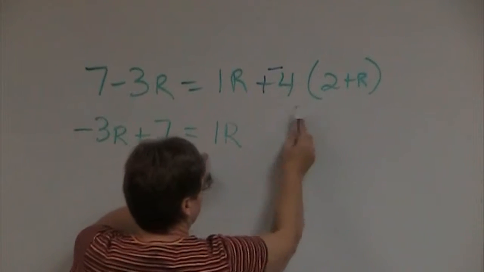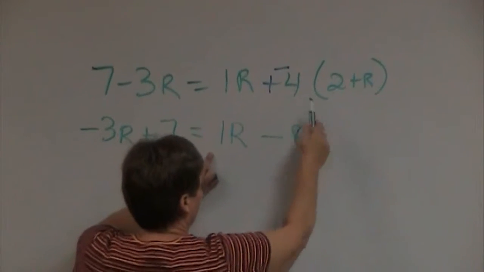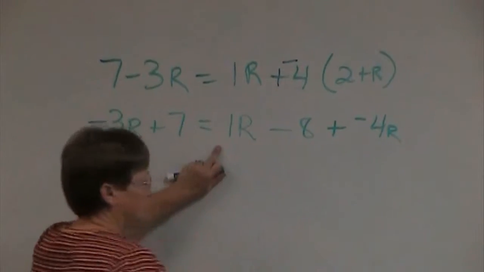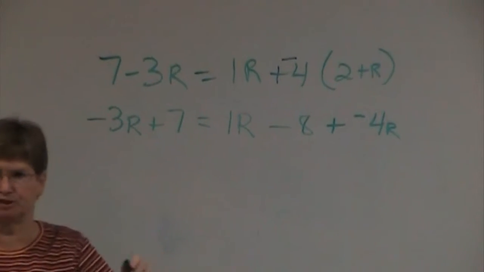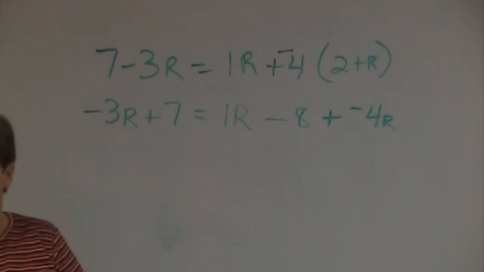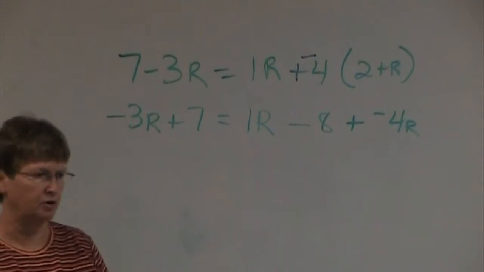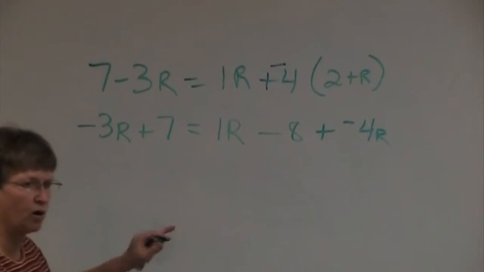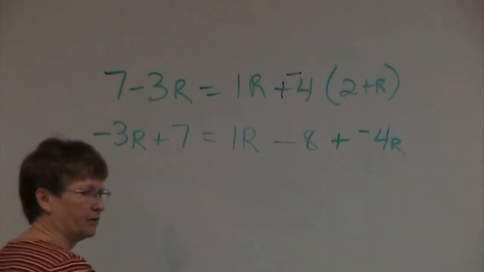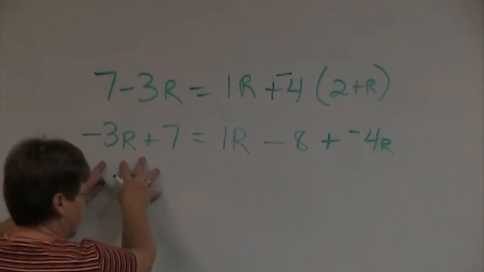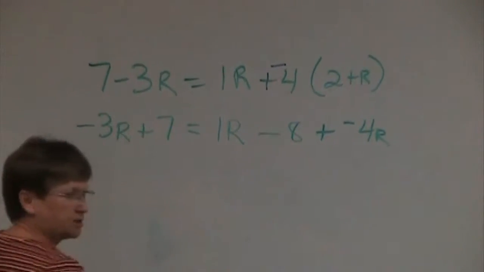What's this times this? Negative 8 plus negative 4r. Good. Very good, Daniel. Does everybody understand what Daniel just did? He did a distributive property with negative 4 out front. Okay? All right. I want to put matching terms together, Lucas. Put matching terms together on the right side. There's no matching terms here.